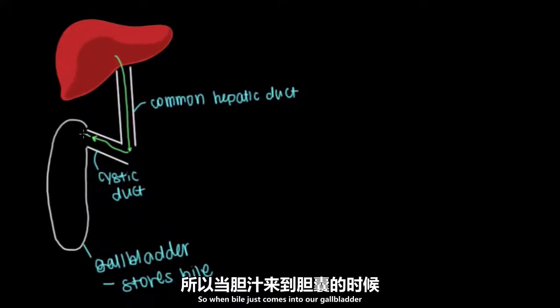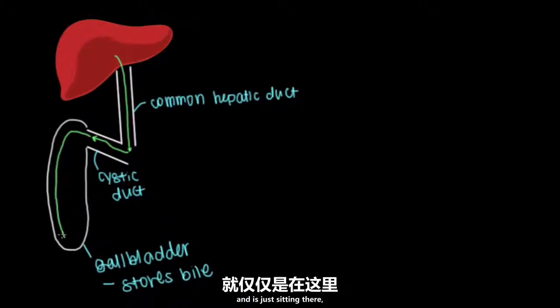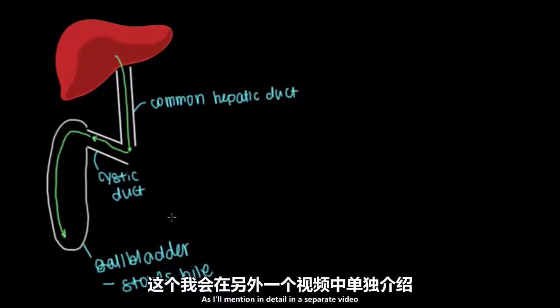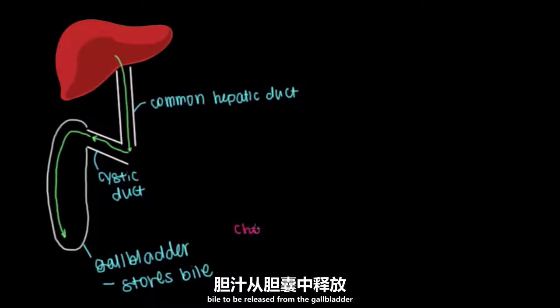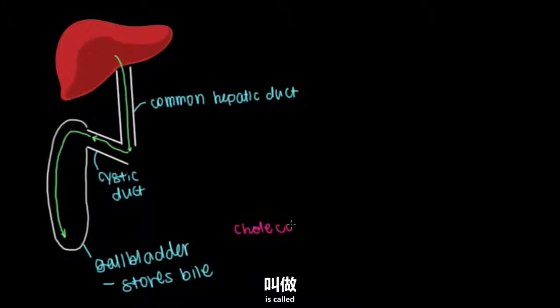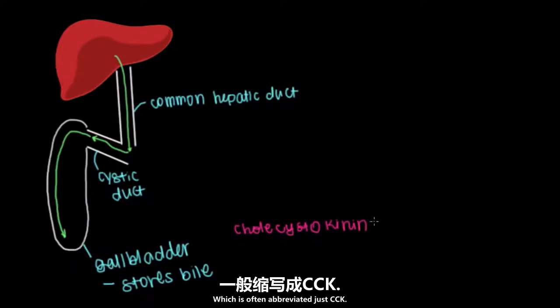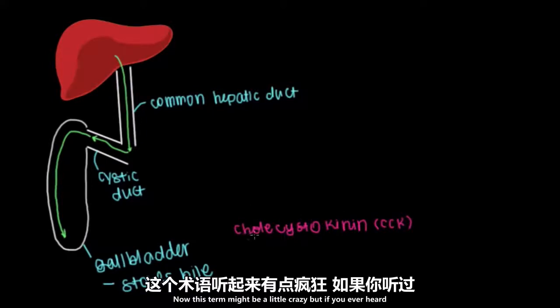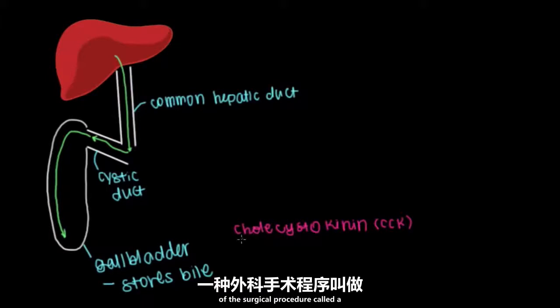So when bile comes into our gallbladder and is just sitting there, what causes it to suddenly decide to leave and go somewhere else? As I'll mention in detail in a separate video, the hormone that causes bile to be released from the gallbladder is called, sort of a mouthful, cholecystokinin, which is often abbreviated just CCK. Now this term might be a little crazy, but if you've ever heard of the surgical procedure called a cholecystectomy, that's just the removal of the gallbladder.